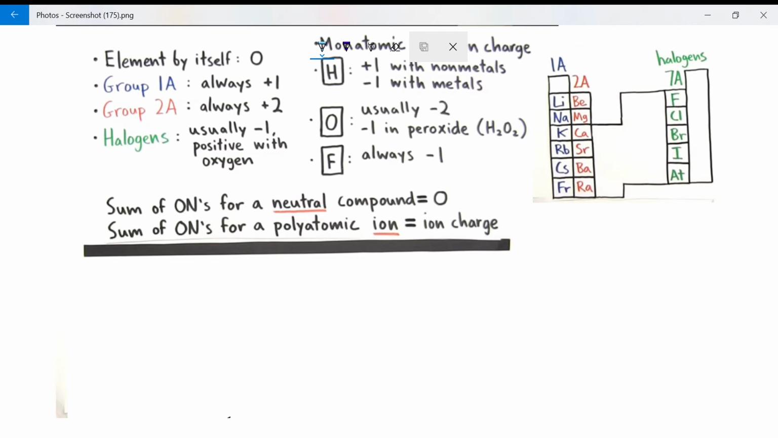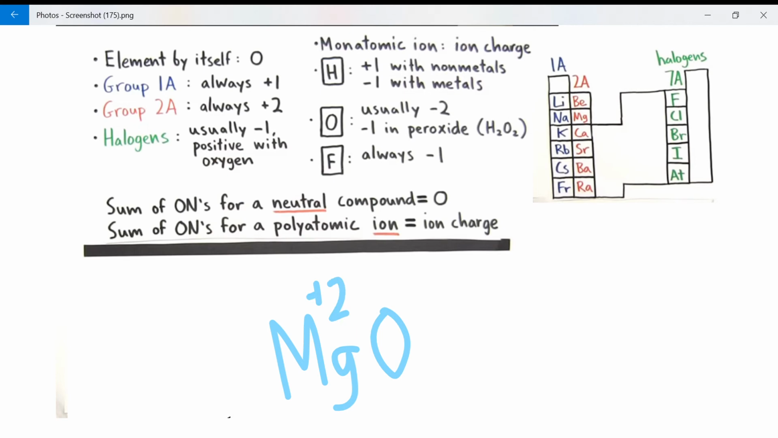Next example is MgO. Magnesium is in group 2A, which is always +2. So we have a +2 right here. And oxygen is usually -2, but it is -1 in peroxide. This is not peroxide, so it would be -2, which fits perfectly because the total oxidation number should equal 0. Pretty easy so far.